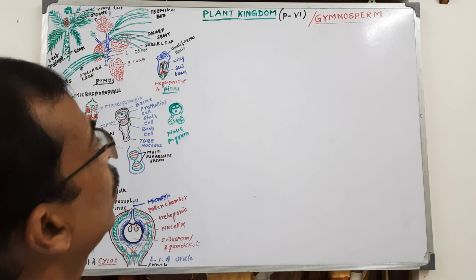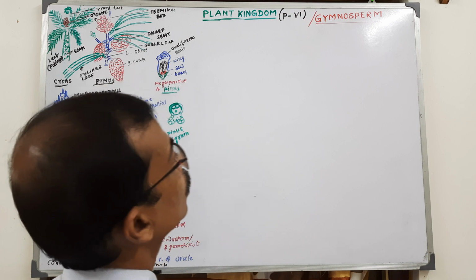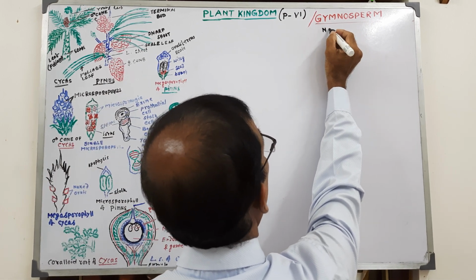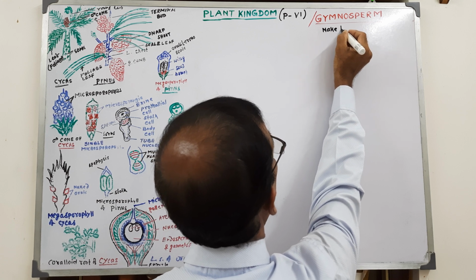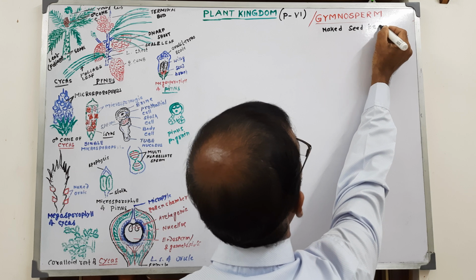Today we will discuss about Gymnosperm. Gymnosperm means naked seed. Gymno means naked, that is, naked seed bearing plant.